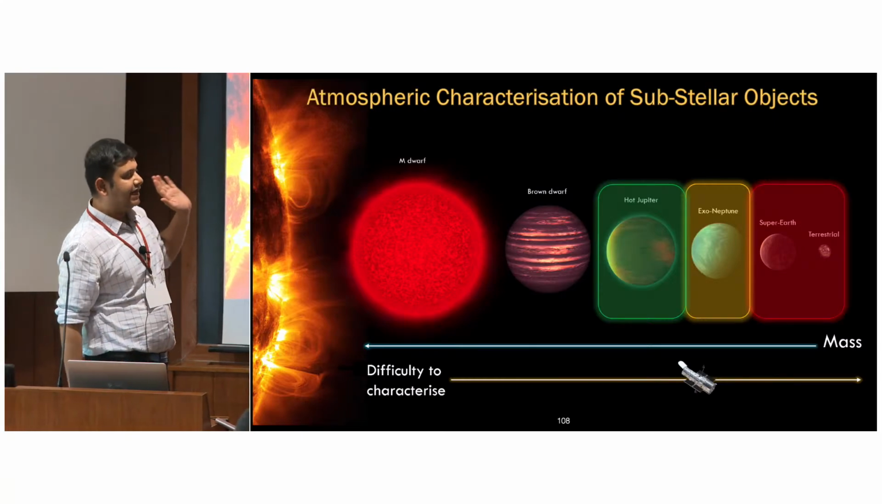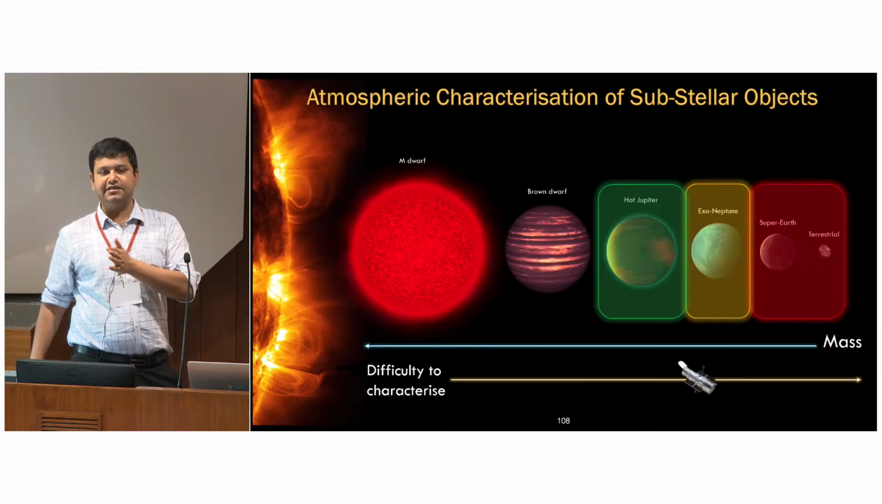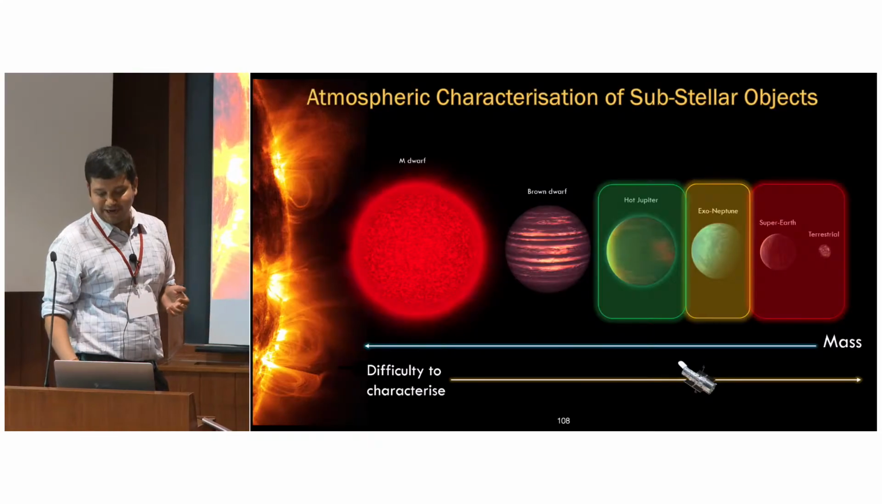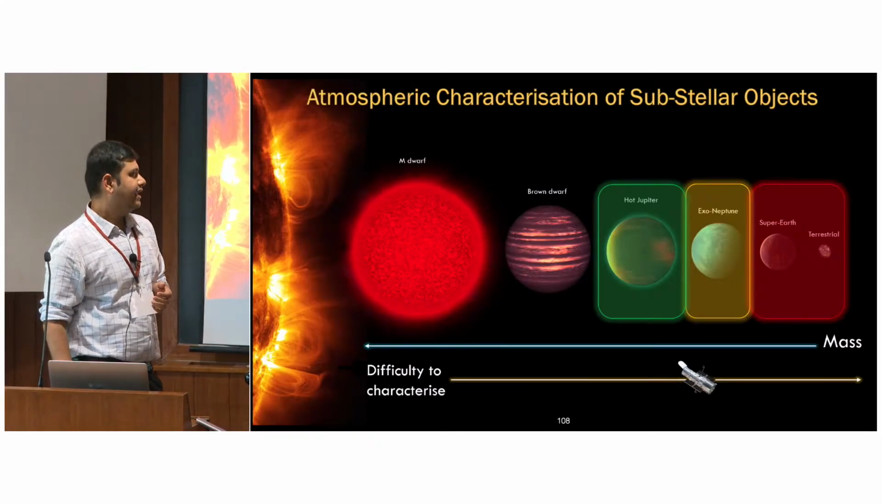So that is where we are heading towards. We are heading towards smaller and smaller planets, but it is really challenging to do them. So many missions are planned. You can all think of new ideas that could be done, but that is where the field is heading.